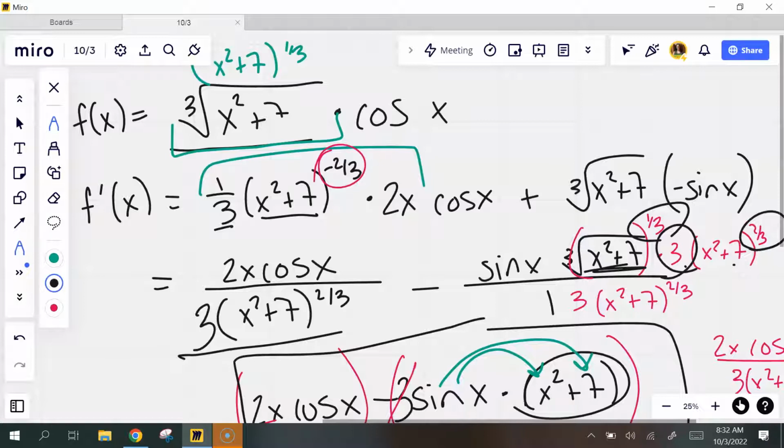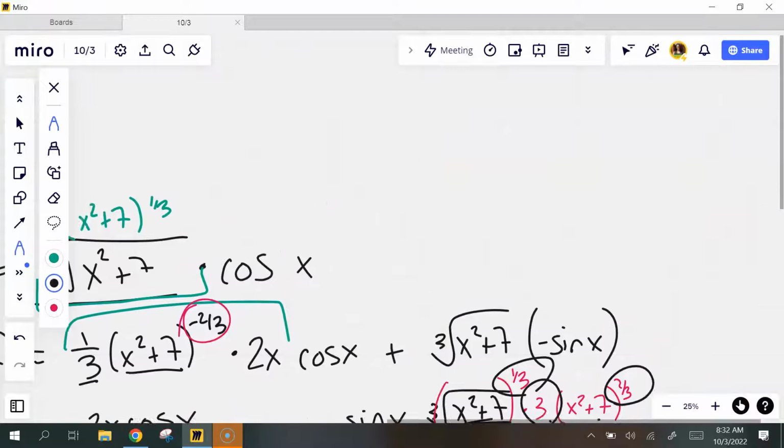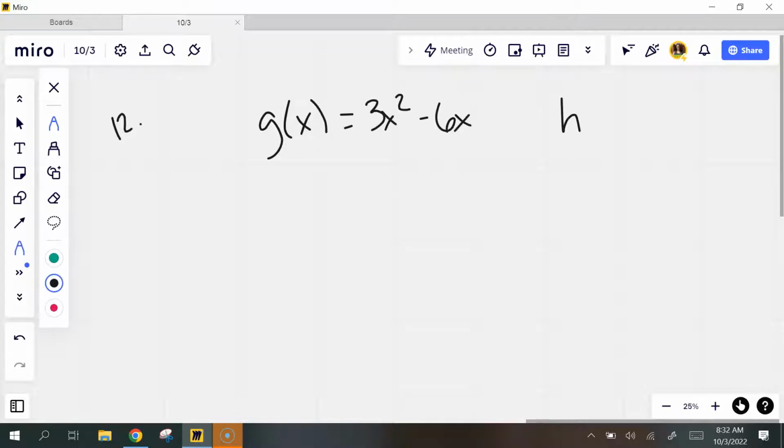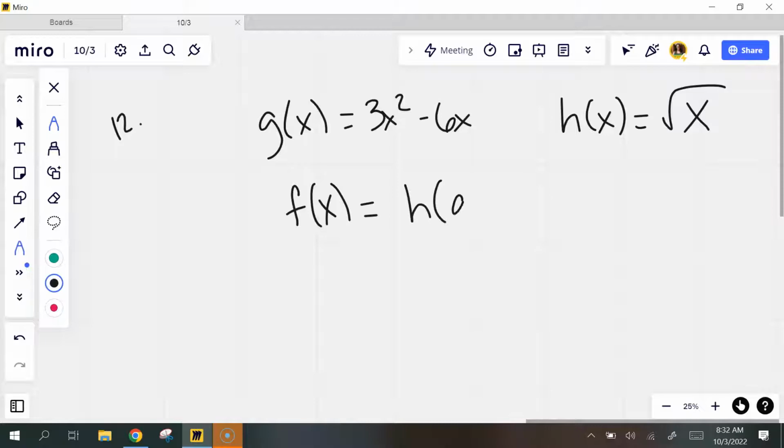Number 12. G of x equals 3x squared minus 6x. H of x equals the square root of x. And we're going to talk about composite functions a little more today. F of x equals h of g of x. Then what is f prime of 1?